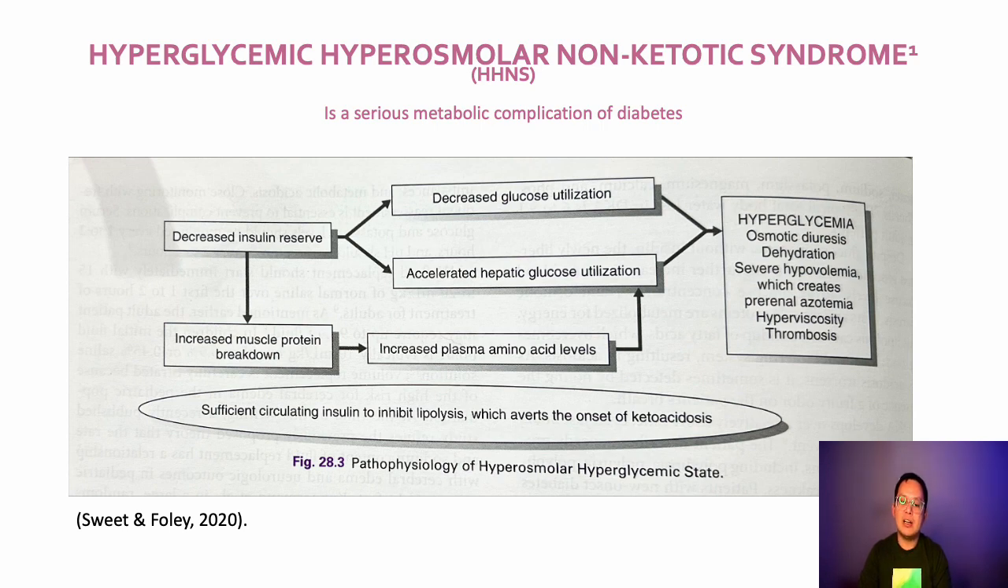This causes cellular dehydration, osmotic diuresis, and fluid and electrolyte disturbances. But ketosis and acidosis are minimal or absent in hyperglycemic hyperosmolar non-ketotic syndrome, or HHNS, otherwise called hyperglycemic hyperosmolar state, or HHS. These patients are very dehydrated, so that's the problem with this patient. They have the symptoms of DKA but no ketosis, no acidosis.